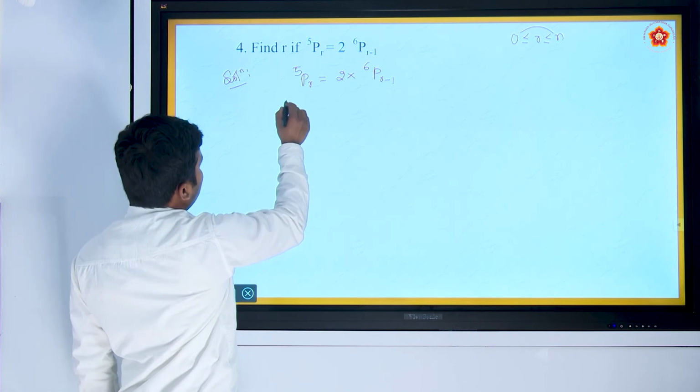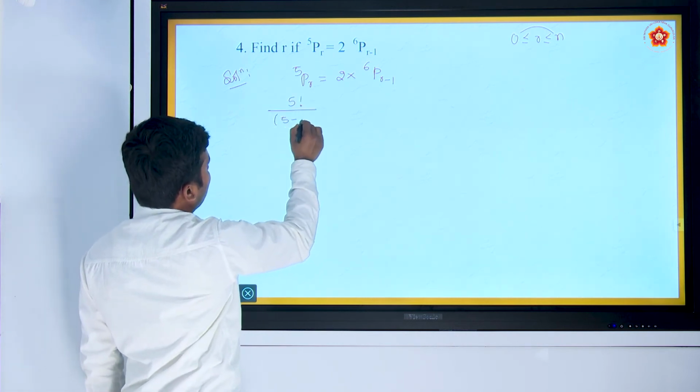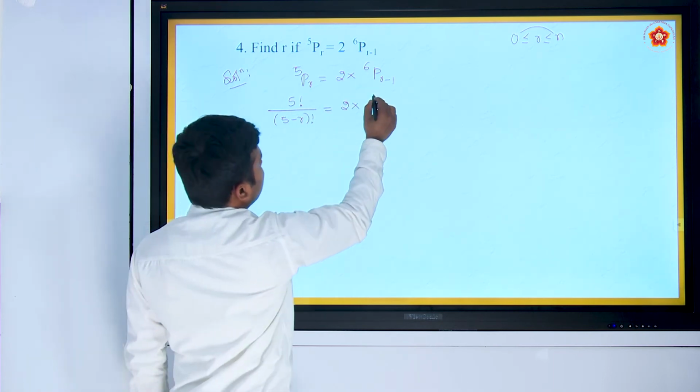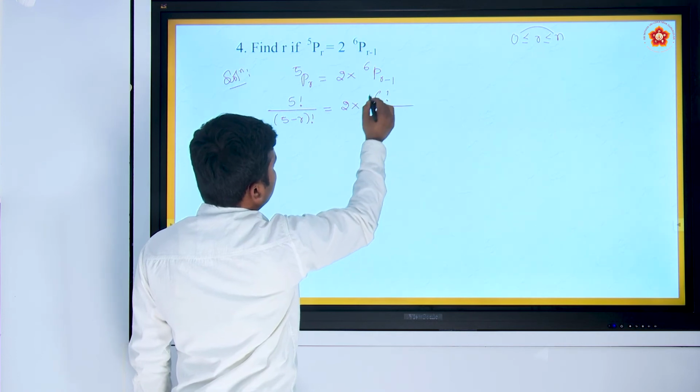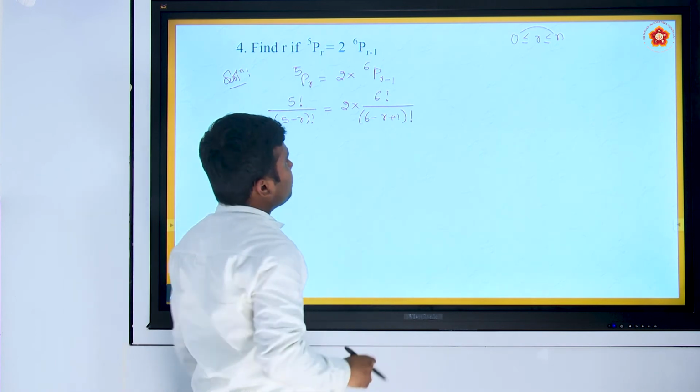Now 5Pr is 5 factorial divided by (5 minus r) factorial, and this is equal to 2 into 6 factorial divided by (6 minus (r minus 1)) factorial, that is (6 minus r plus 1) factorial, isn't it?